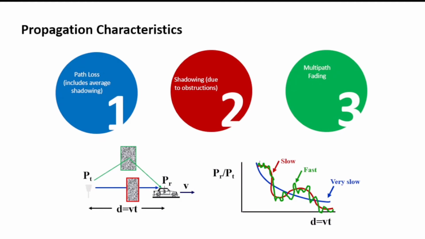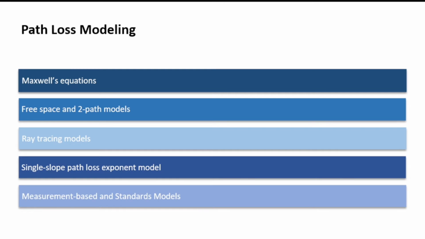With propagation characteristics done, now we are going to move on to the next part, which is going to talk about the different types of path loss modeling. So the first is Maxwell's equations, the second is free space and two-path models, the third is ray tracing models, fourth is single slope path loss exponent models, and the fifth is measurement-based and standards models. So Maxwell's equation is thought of as complex and impractical. So we're going to jump over that.